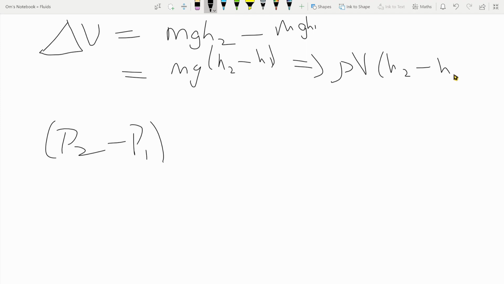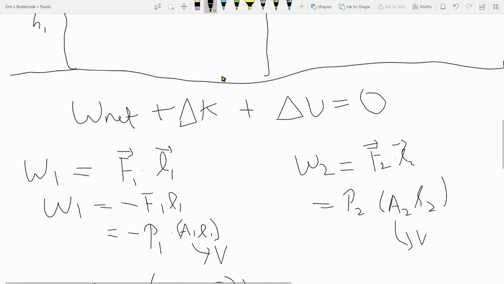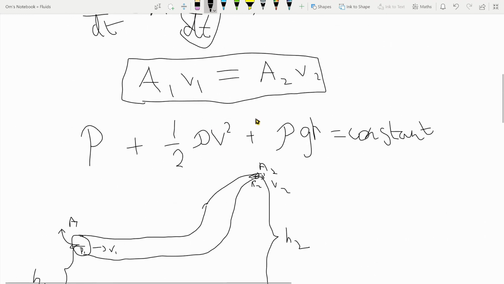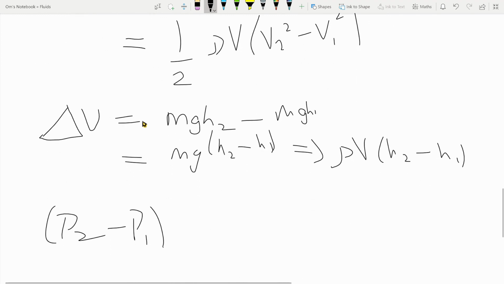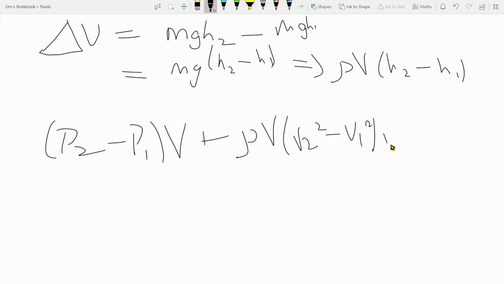Of course, there's nothing wrong in writing the equation entirely in terms of the energies themselves instead of energy per unit volume, but I just prefer this form of the equation because you get an expression that is entirely independent of the volume. That is, you get an expression that is only in terms of pressure, which proves pretty useful when you're solving problems and things like that. So we can write (p2 minus p1) V plus half rho V into v2 square minus v1 square plus rho g V into h2 minus h1 is equal to 0.